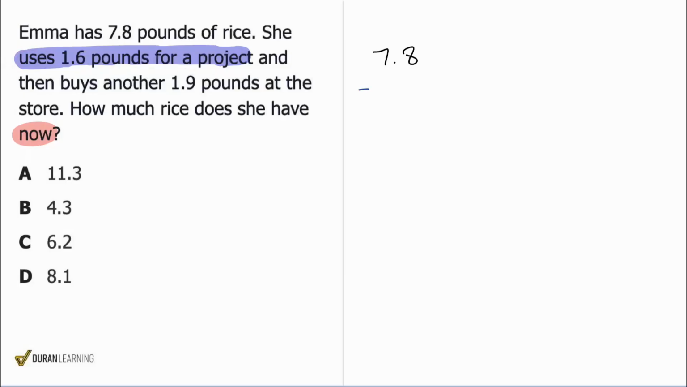So this uses 1.6 pounds for a project. That's going to look like this, minus 1.6. And then in the next part, it says she buys another 1.9 pounds at the store. Everyone, again, when we're talking about how much we have in our possession, what does buying do to that final number? That's adding. So as always, when we tackle word problems, notice that I'm not focusing on the numbers. I'm focusing on what the numbers mean. I'm focusing on words like uses to get subtraction, and buying another 1.9 pounds to understand that we'll be adding 1.9.